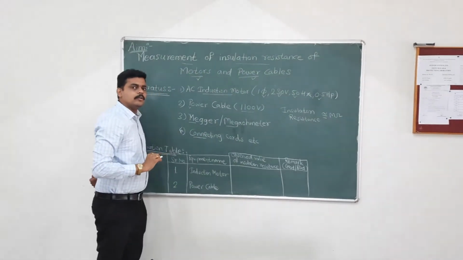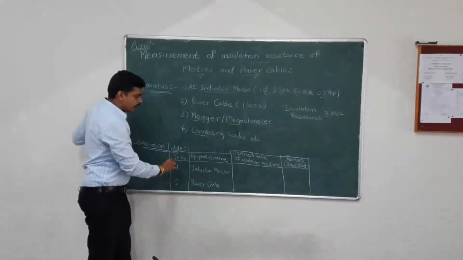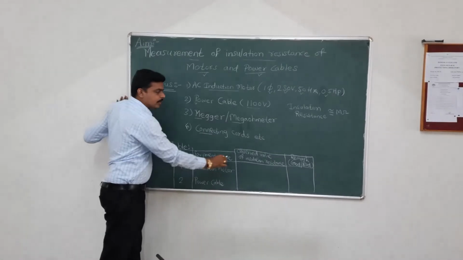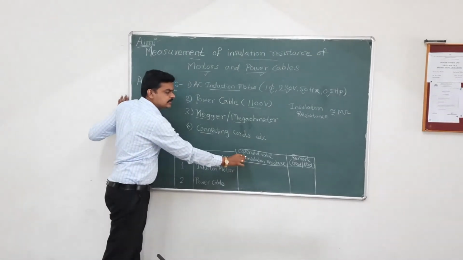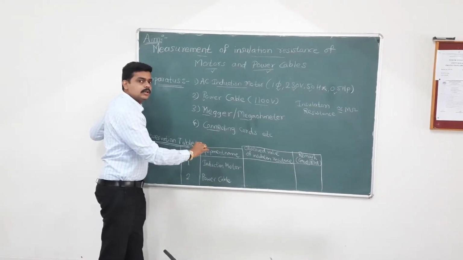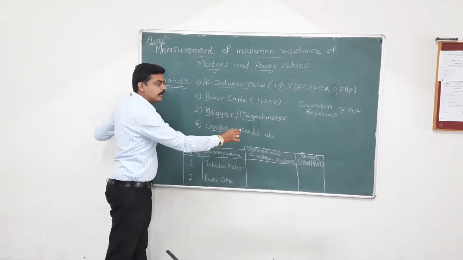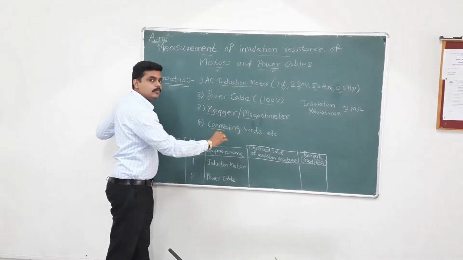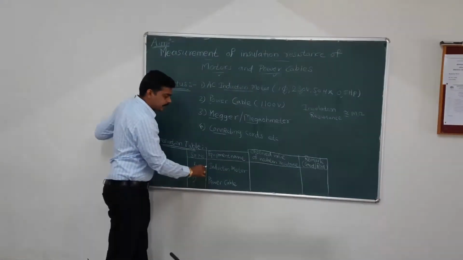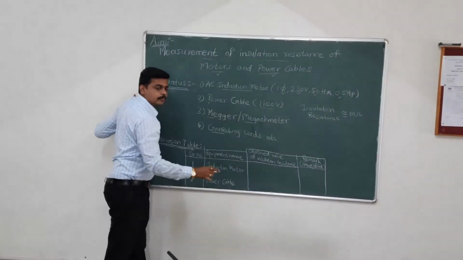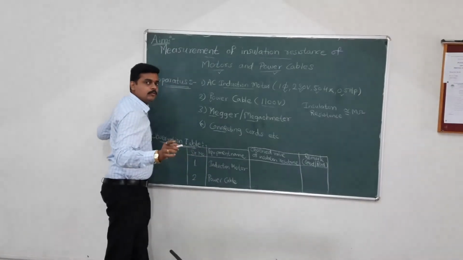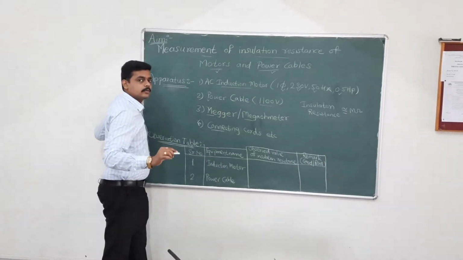The observation table for this experiment has four columns: the serial number, the equipment name, the observed value of insulation resistance, and the remark. We have to put the remark as good if the insulation resistance is high, and if we observe a low value, we have to put the remark as bad. The first serial number indicates the induction motor. So we have the induction motor with us and we have the power cable with us. Now we will perform the experiment.